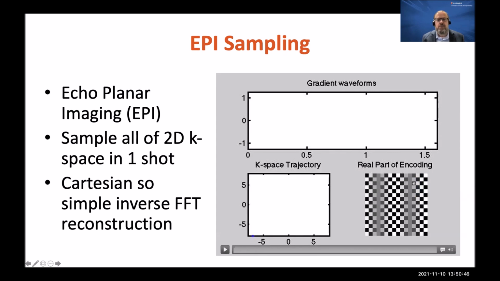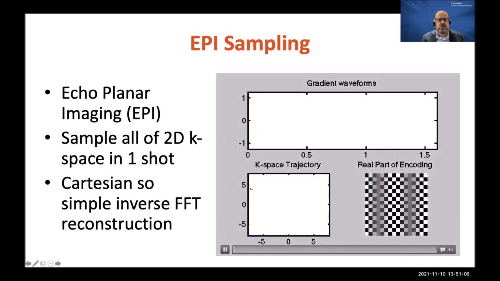We're going to show you the real part of the encoding, because we're just sampling in Fourier space. So we're going to get these Fourier encoding functions at each position, where we are multiplying every point in our image by this encoding function and summing them all up. And that's giving us our signal at that location. And you'll be able to see the gradient waveforms required to move back and forth in order to get there.